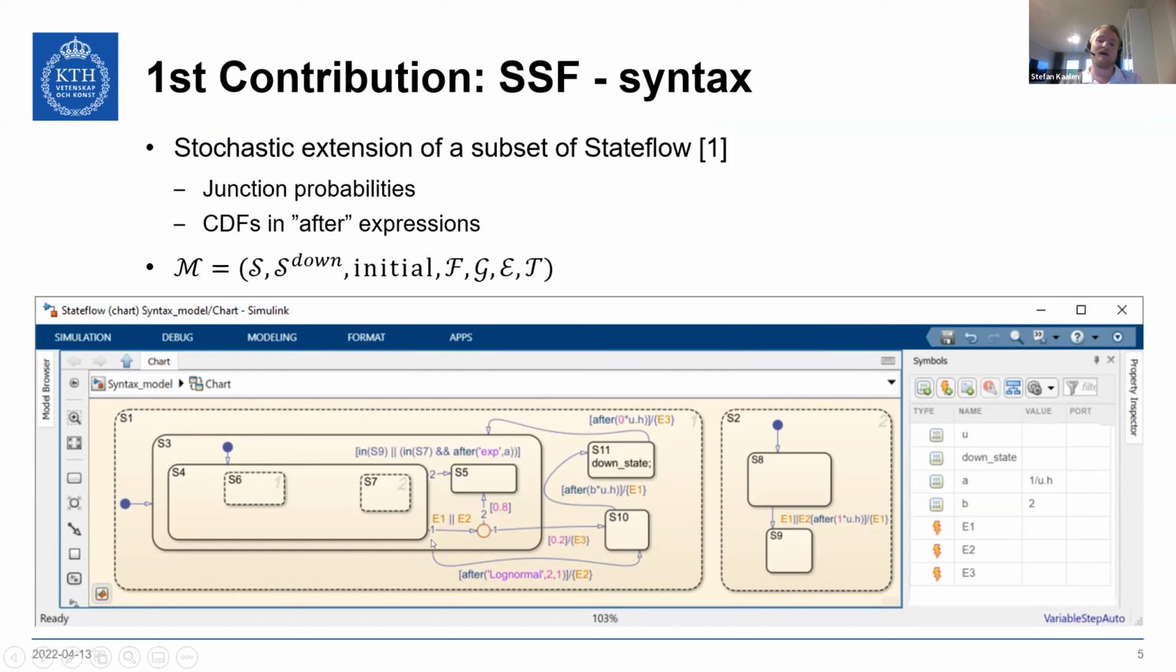So to summarize, we add probabilities and stochastic properties in two ways: these probability distributions for delays, and these probabilistic choices about where you go and what you broadcast.